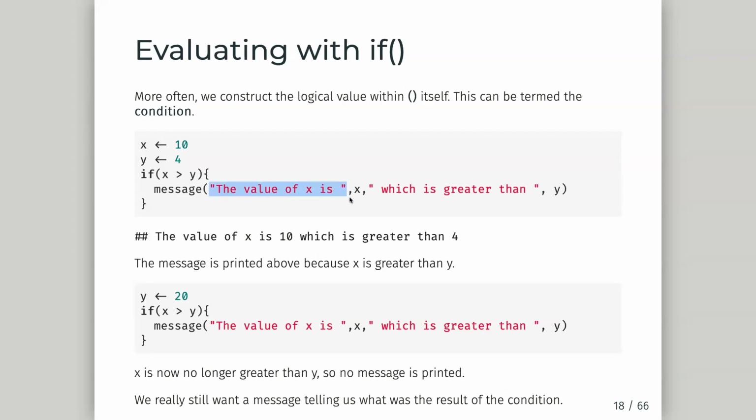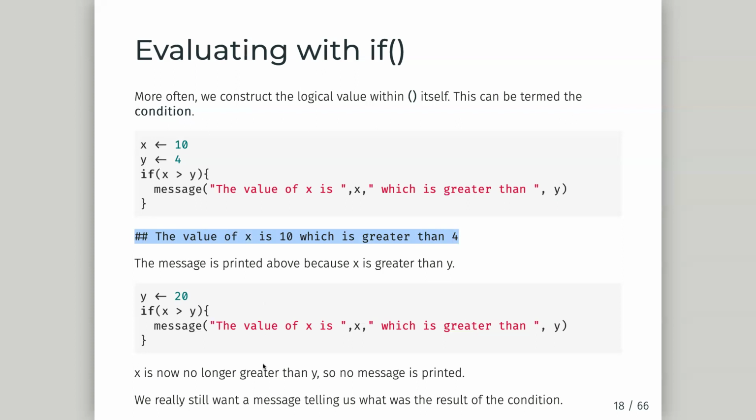And then I've got a comma here, and I can actually put in x, comma, the rest of the message, comma, y, and I'll get a message: the value of x is 10, which is greater than 4. Great. If I then change y now to 20, this if statement is no longer true, right? 10 is never greater than 20. So I don't get that message. I can see here the message is printed. Here it's not. So that's kind of worked.